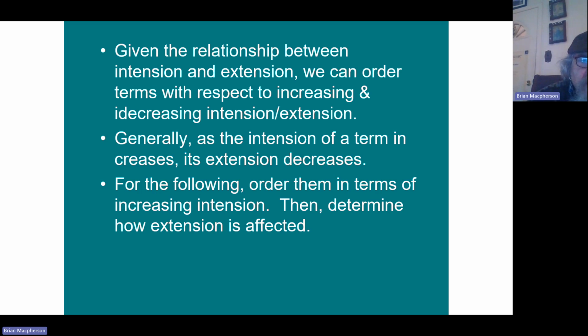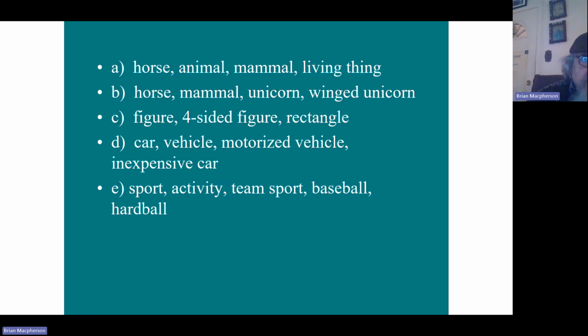So let's illustrate this general maxim with some concrete examples. Let's go to the next slide. What I've done here is put down different terms, and the terms have increasing intension. Let's look at number A: horse, animal, mammal, living thing. So remember the maxim: as intension increases, extension decreases.